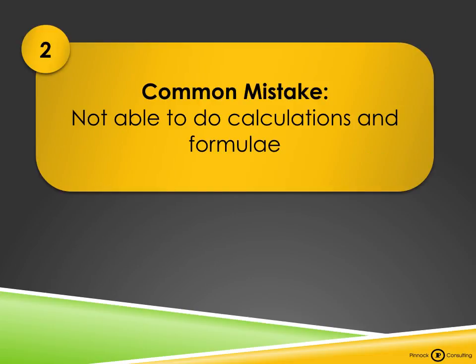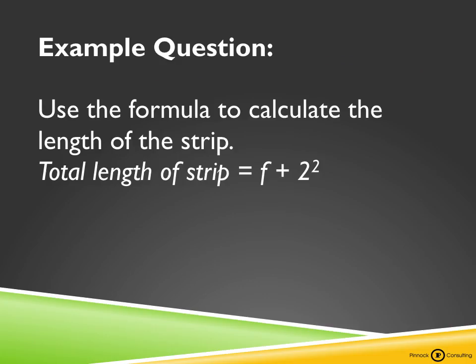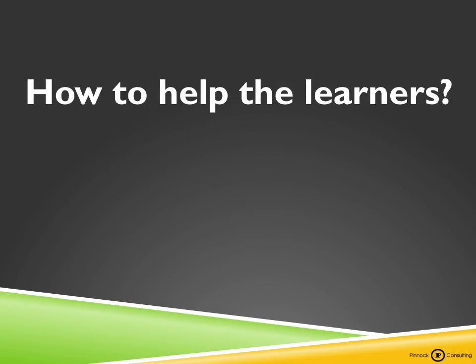The next common mistake is where learners are not able to do the calculations and the formulae. They struggle to familiarize themselves with general formulae. They also don't know how to use the calculator properly, and some actually depend on their calculator too much. Learners struggle to substitute values into formulae. This example shows where learners were required to substitute values, and many of them substituted incorrectly. Now, how can we help our learners?